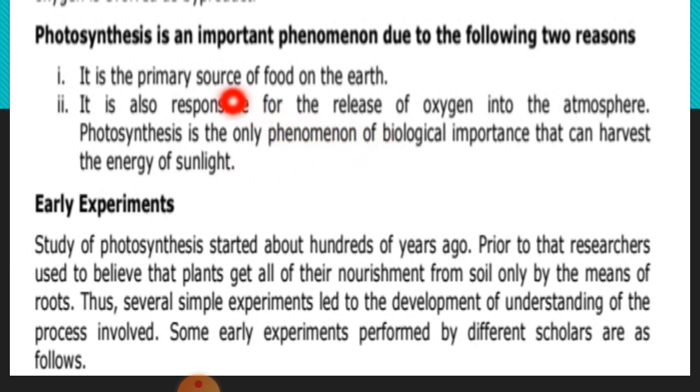This photosynthesis provides two things. First, it provides us food on the earth. Second, it gives us oxygen. These are the most essential things for the existence of life on the earth.